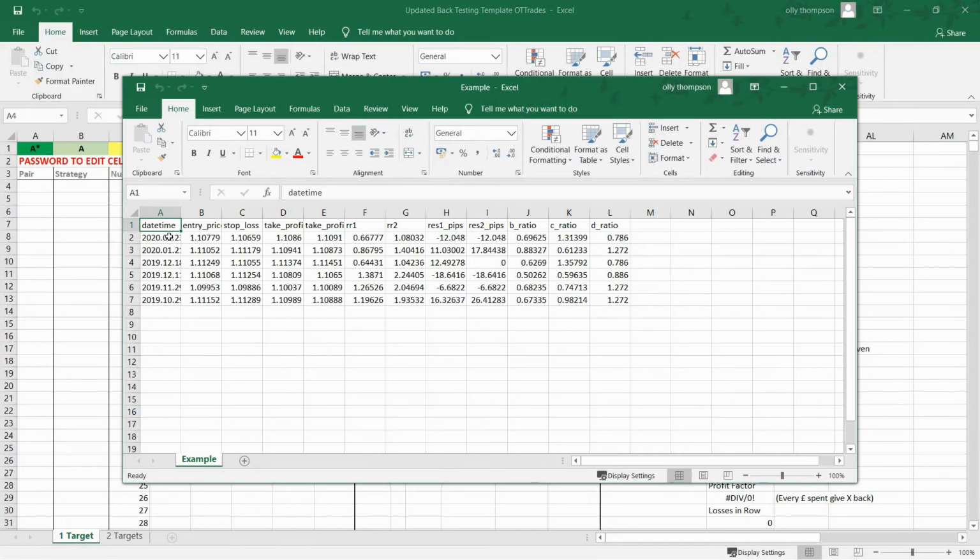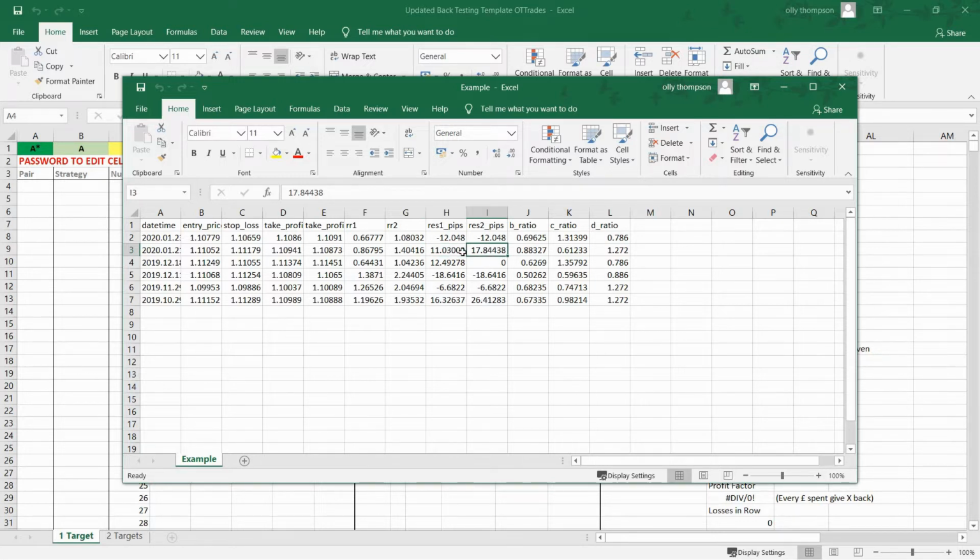This automatically saves, obviously here we've got the date and time of when we got in, when the D point completed, entry price, so where that D point is, the stop loss price, take profit price, take profit 2 price, risk reward of the first target, risk reward of the second target, the results of the first target and second target. Obviously, if we had a losing trade, they're both going to be negative, whatever the distance of the stop loss is. Here we had a winner of first target and winner of second target.